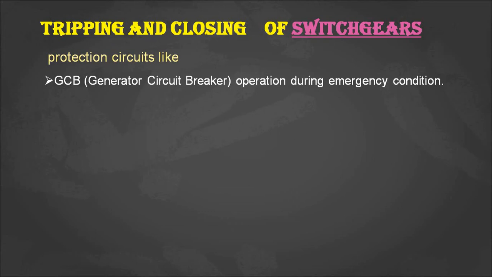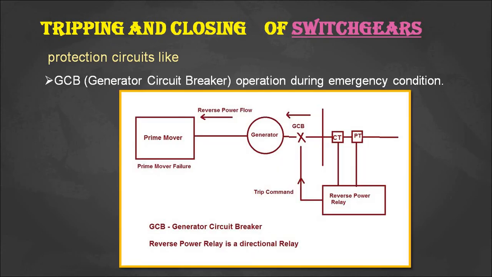So here one of the examples is the GCB, nothing but the generator circuit breaker, operation during an emergency condition. One of the criteria is if there is a fault at the generator side. Suppose we have a rotor fault or a stator fault. That fault will be detected by the stator fault relay, and that will trip the generator, nothing but it will close the wicket gates. Then there will be no water flow, so then there will be no mechanical energy.